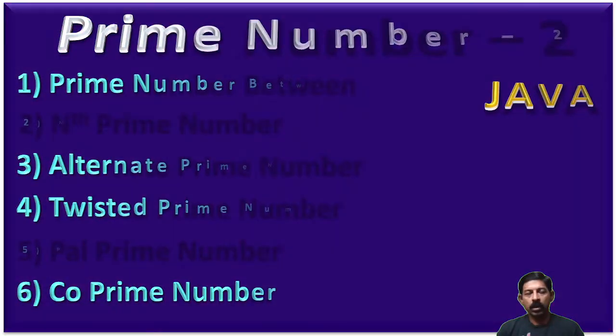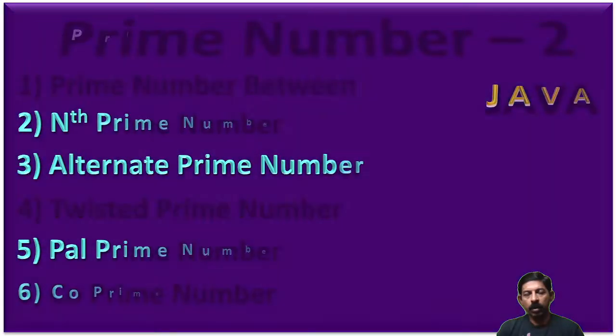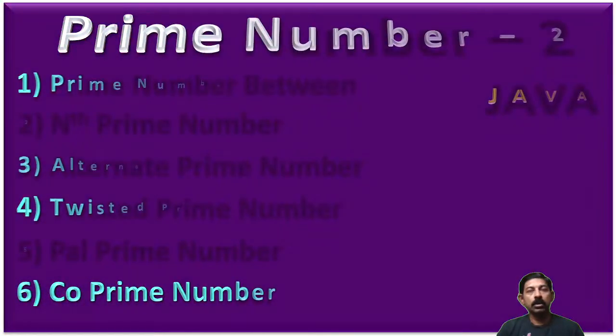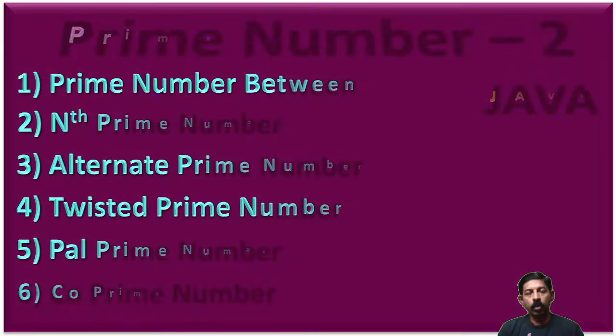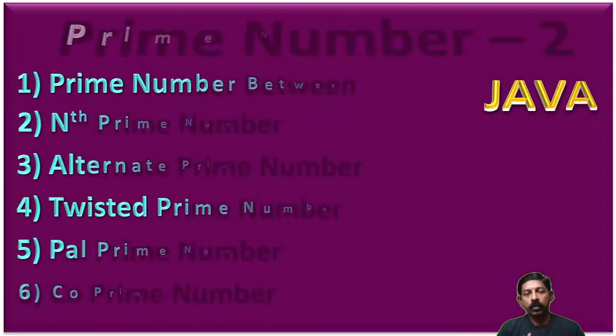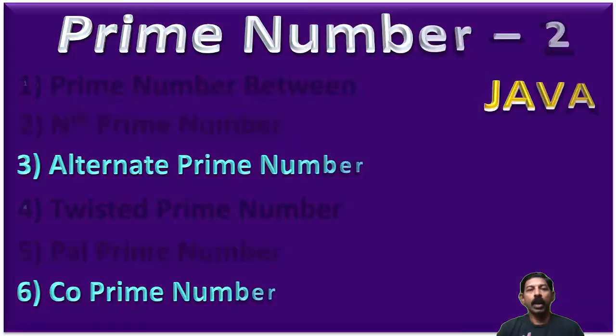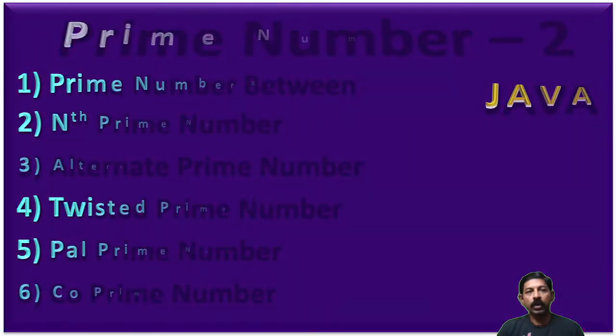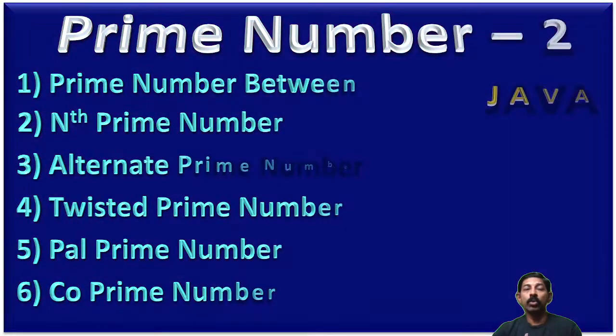So in the previous class, we discussed what is a prime number. We also discussed displaying prime numbers up to n. In addition to that, we discussed displaying the first n prime numbers. Now we'll start with prime numbers between two given numbers. In order to get the prime numbers between two given numbers, first of all, we should know how to find out what is a prime number.